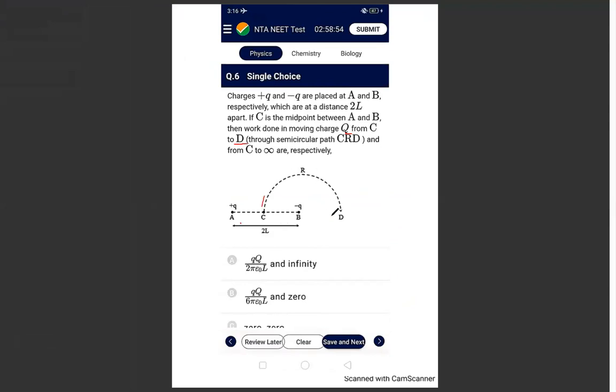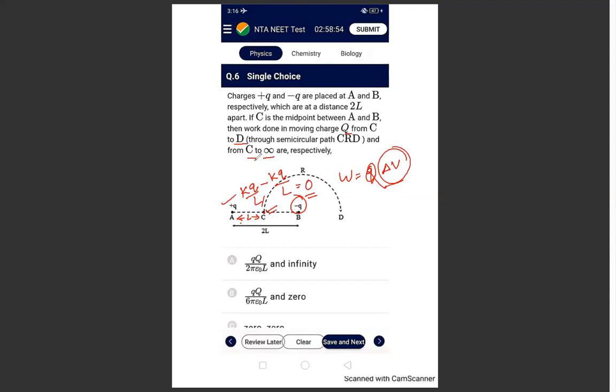through the semicircular path in part 1, and in the second part we have to move it from C to infinity. So how much work is going to be done? Work done is equal to Q into the potential difference, the charge multiplied with the potential difference between 2 points. So let me first find out the potential at point C. Due to this plus Q, which is located at a distance of L from C, the potential is plus KQ by L. And due to the negative charge, we get minus KQ by L. So it is equal to 0, right?